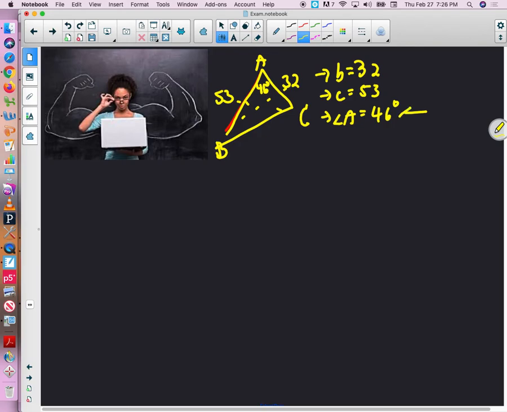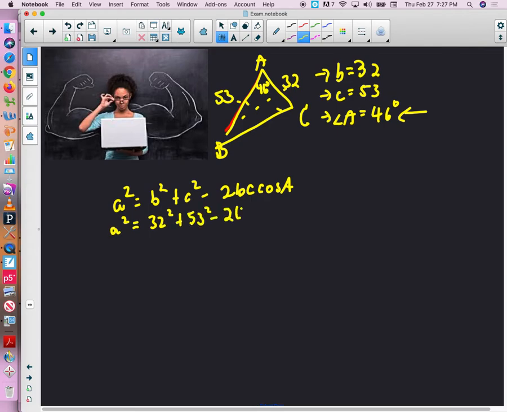And since I have angle A, I'm going to start with the letter A. A squared equals B squared plus C squared minus 2BC cosine A. So I'm looking for A squared. A squared equals B squared plus C squared minus 2BC cosine of 46. So I'm just going to type that straight into my calculator.